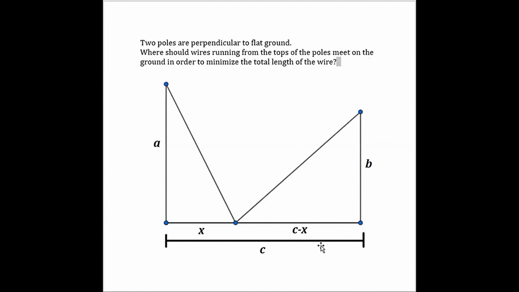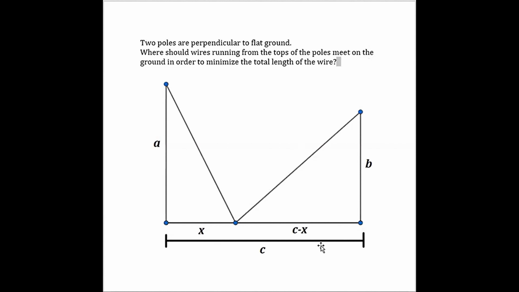A and B will both have to be greater than 0, because if they're not, then we don't have any poles. In the diagram, I have A greater than B. We don't know if that's necessary, though. You could have A equal to B. You could have A less than B. We don't know yet. C, the distance between the bases of the two poles.